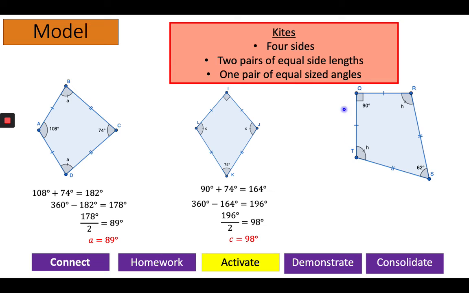This kite is the exact same thing. We add 90 and 62 degrees, and we get 152 degrees. Take that away from 360, we get 208 degrees. We then divide 208 by 2, and we get 104 degrees. So both our angles H equal 104 degrees.